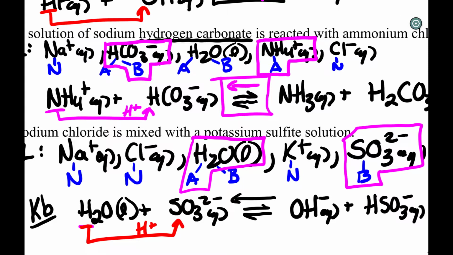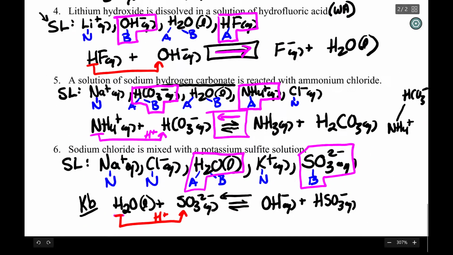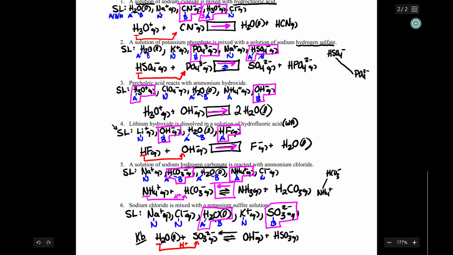So what I'd like to do is just zoom out and show you this entire page and how we've essentially covered all of our possible scenarios other than a Ka. So in our first question, we have a strong acid reacting with a weak base. It's going to favor the products. In our second question, we have a weak acid reacting with a weak base, where the weak acid is above the weak base, and therefore it favors the products.